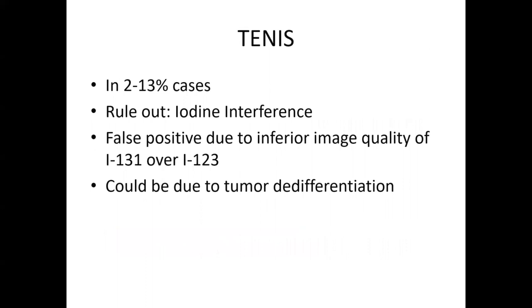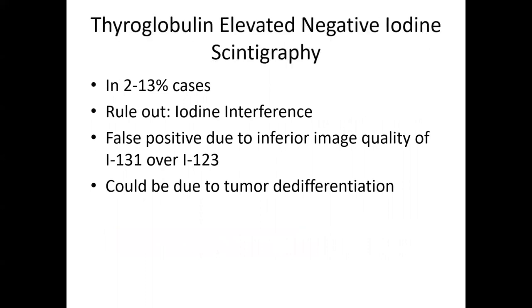And the next challenging thing we face is TENS, that is thyroglobulin elevated negative iodine scintigraphy. This we encounter in around 2 to 13% of cases. The first thing to rule out before terming it as TENS is iodine interference, where the dietary iodine may interfere with the iodine taking up capacity of the residual thyroid tissue.